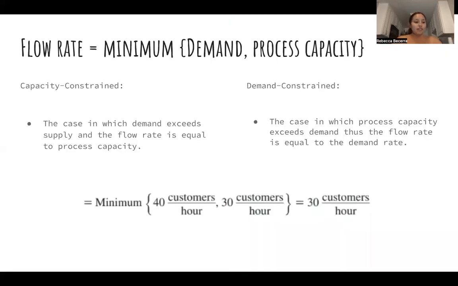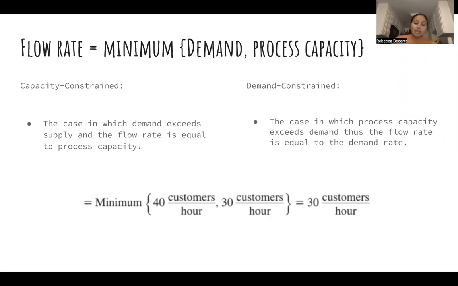So in our first one, we're going to talk about our flow rate. Flow rate, as seen above, is equal to the minimum of demand or process capacity. A flow rate can either be defined as capacity constrained or demand constrained. Capacity constrained is the case in which demand exceeds supply, and the flow rate is equal to process capacity. On the other hand, demand constrained is the case in which process capacity exceeds demand, and thus the flow rate is equal to the demand rate. Sounds a bit confusing, but it's actually very simple.